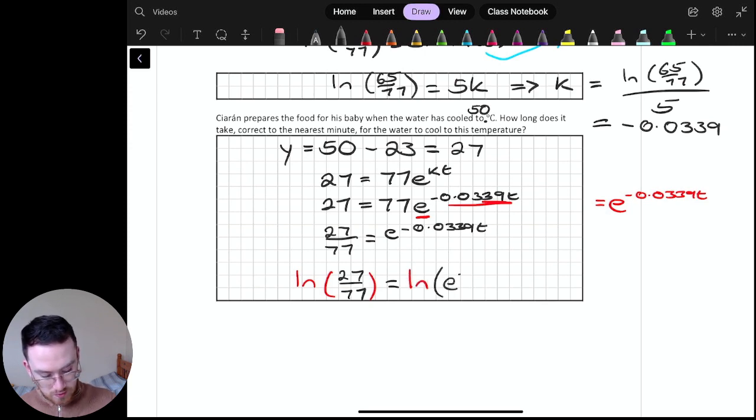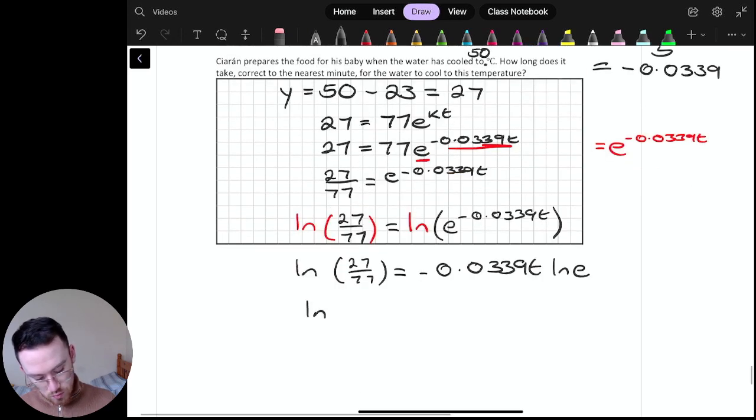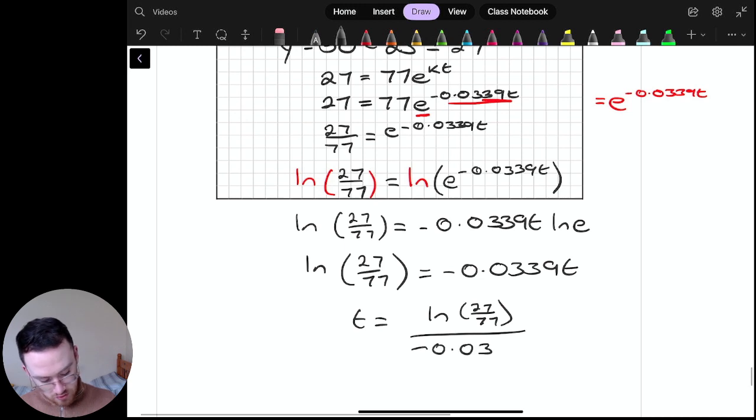And I get ln of e to the power of minus 0.0339 t. My next line, I can follow that same rule that we've been doing with nearly every question that we've looked at, taking down that power and leaving ln of e. We know that ln of e is just the same as 1. So what I'll be left with is just minus 0.0339 t, and t then is ln of 27 over 77 divided by minus 0.0339. And again, we can put that into our calculator to see what we get out.